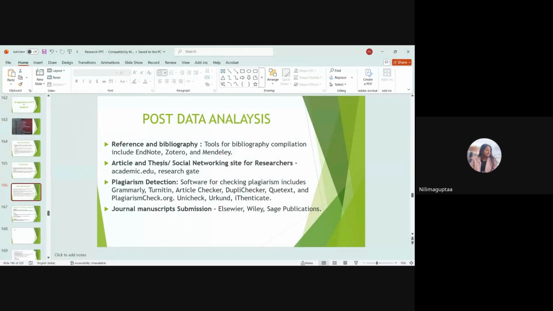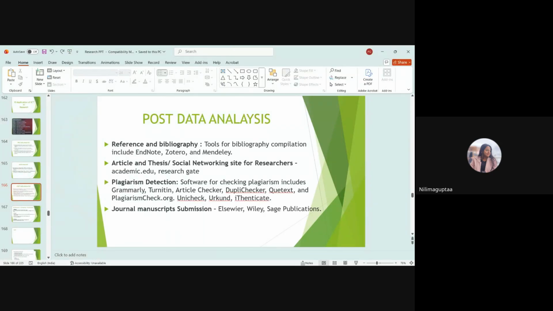For article and thesis, or for social networking sites of researchers, this is another name through which they ask you a question: what are the tools for social networking sites for researchers? That is Academia and ResearchGate. Then for plagiarism, I hope most of you know about Grammarly, Urkund. Most of the colleges do have Urkund and Grammarly at least, or Turnitin, and these three softwares are for plagiarism check, then article checker, duplicate checker, Quetext, and plagiarismcheck.org, and others.